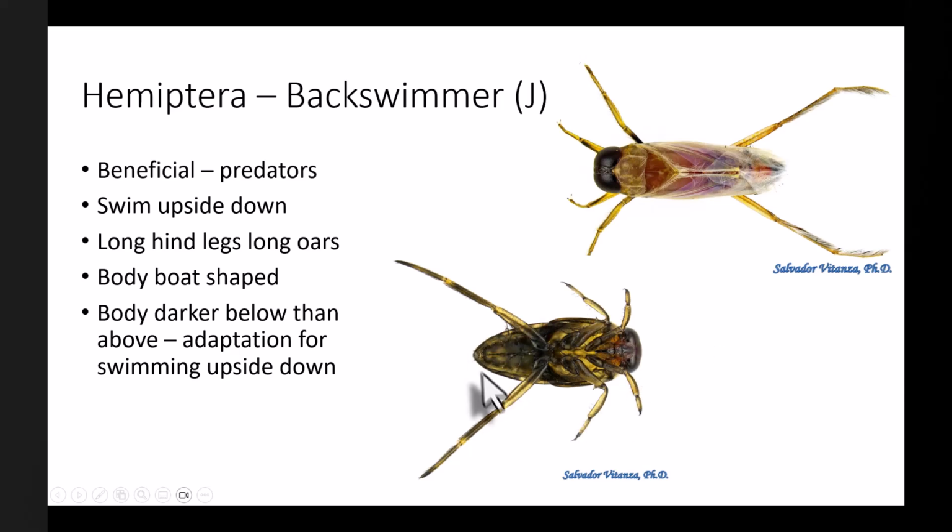By swimming upside down with the back being visible, if you're a fish or something looking up, it's going to blend more into the sky. So that two-tone is an adaptation in order to be avoided by predators.